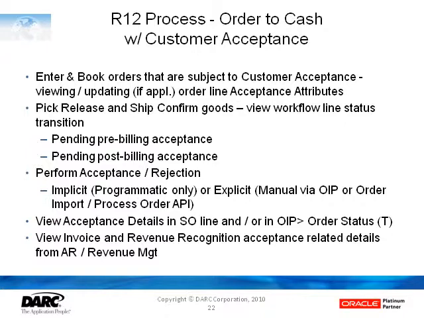The acceptance or rejection is completed either programmatically or manually, depending if we're doing implicit or explicit. Then we can go view our acceptance details on our sales order line or within the portal under the order status tab. And then finally, if we have access, we can view our invoicing and revenue recognition information on the appropriate receivables side of the fence, just for viewing, to see if there are any questions or concerns.